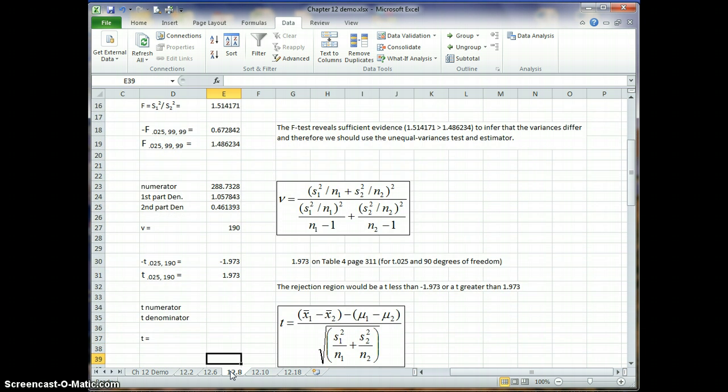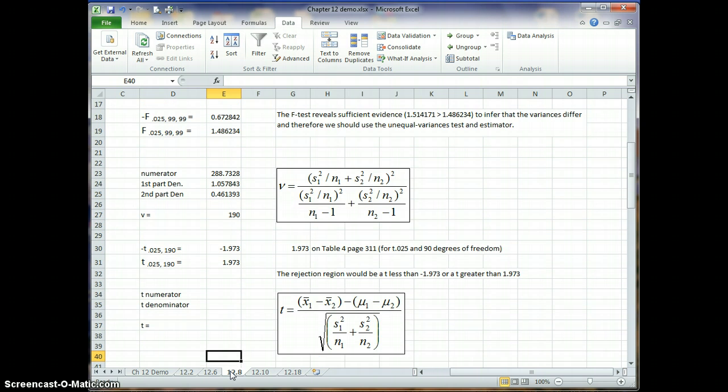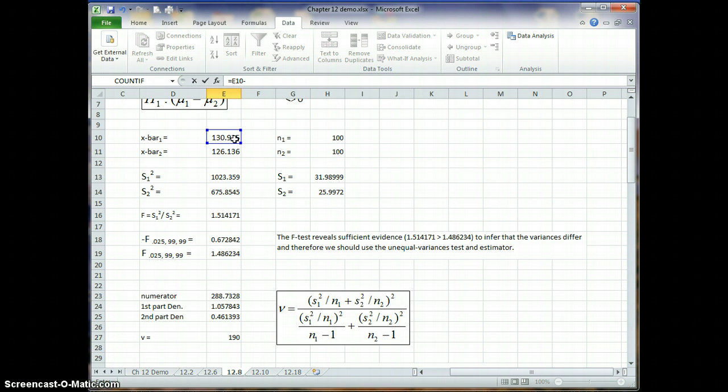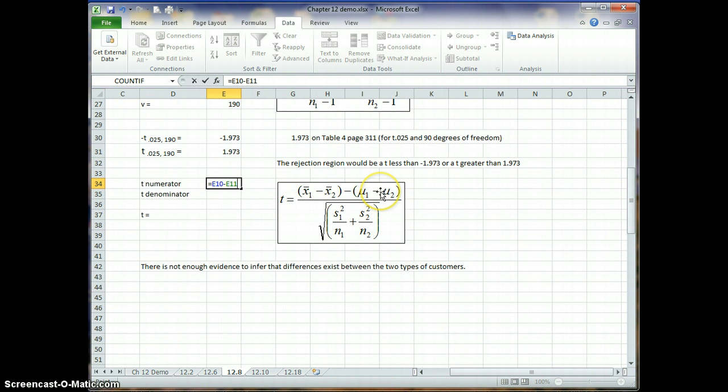So once we know that, we can go ahead and calculate. So we've got the rejection region here, and now we're going to calculate the numerator and the denominator for the t statistic, and then come up with the actual number there. So again, equals, x bar 1 minus x bar 2, and then minus the mu, which is actually going to be equal to, we're going to call that 0. So the numerator is 4.7896.